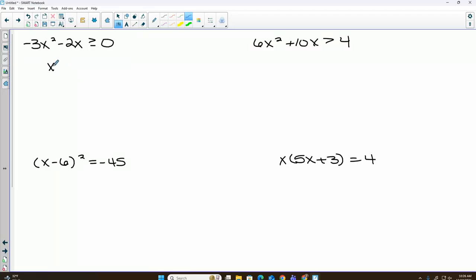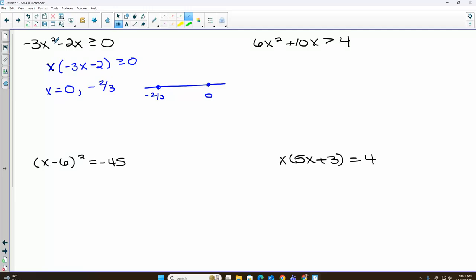So if we do that, we have x times (negative 3x minus 2) greater than or equal to 0. We can set those to 0 and we get 0 and negative 2/3. But it's an inequality, which means you should get an interval for your answer. What I've had you do is draw a really rough sketch. So it's hitting the x-axis at 0 and negative 2/3.